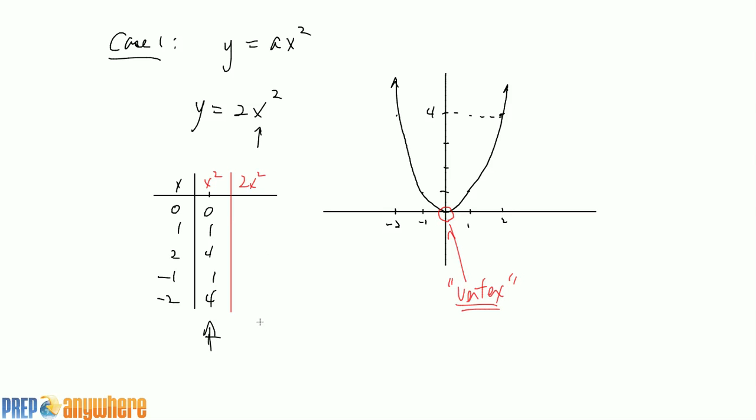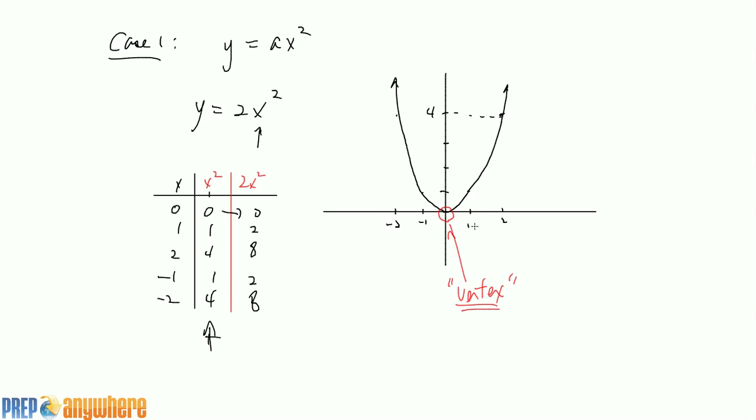So what kind of numbers are we going to get here in relation to this column here? So these are the values of x squared, right? So here's 2x squared. How do I get 2x squared from x squared? All you have to do is multiply by 2. Good. That's what's going to happen.